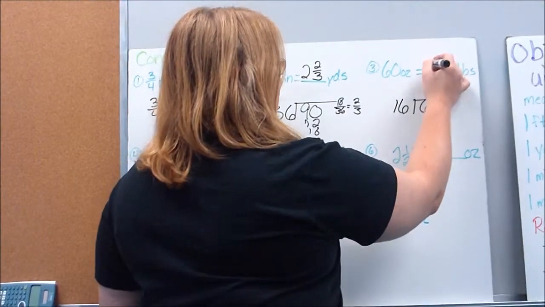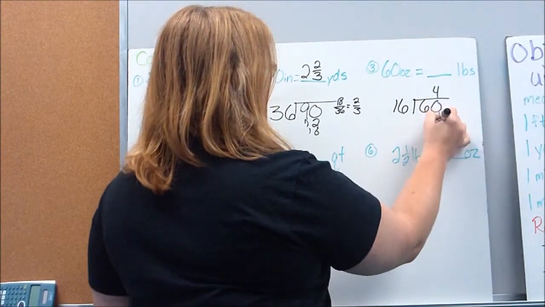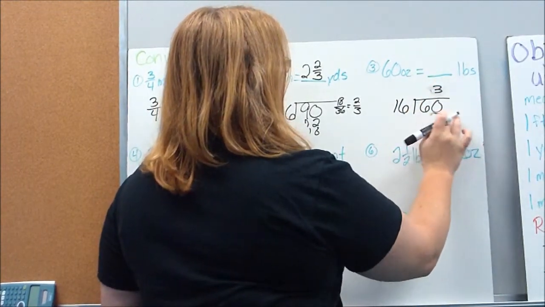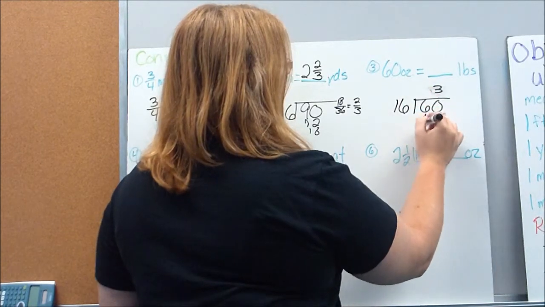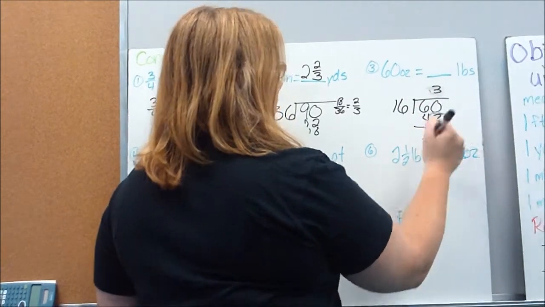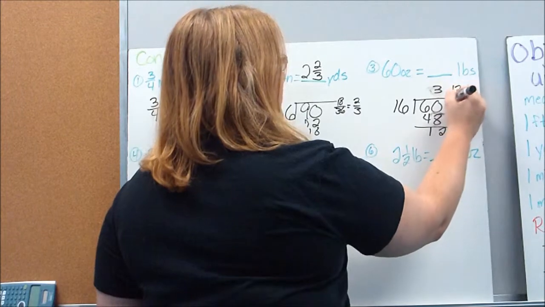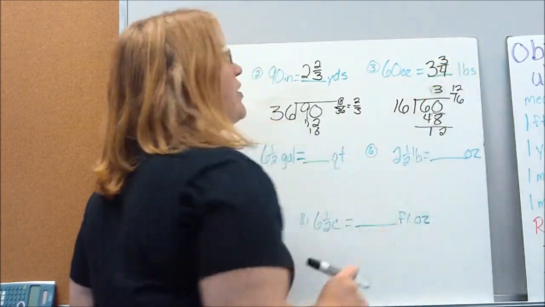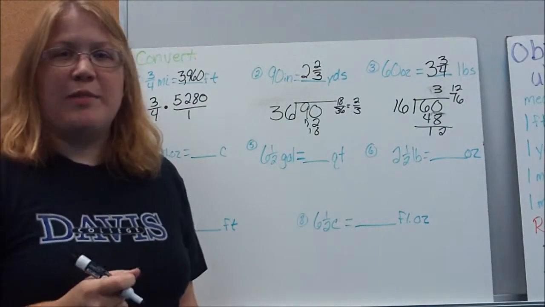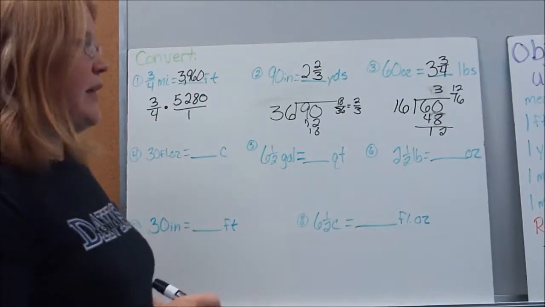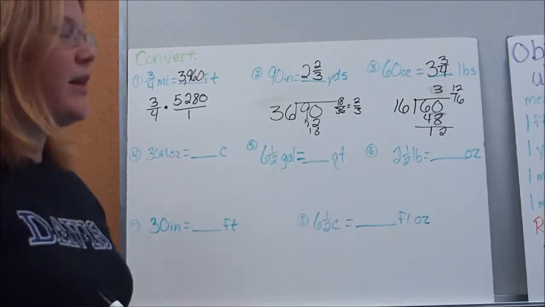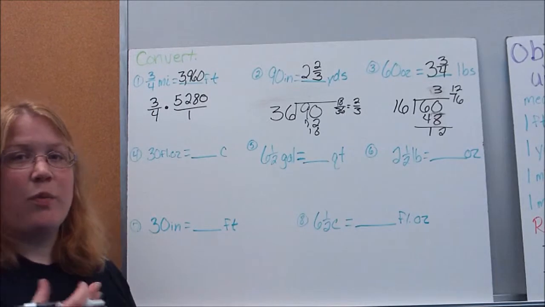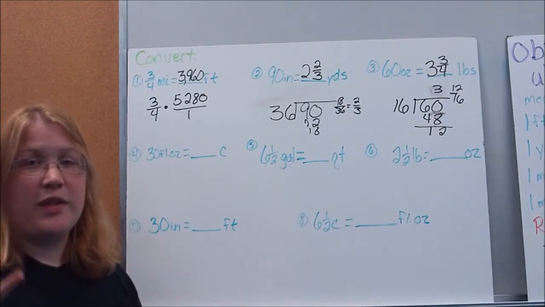So this is going to go into here 4 times, I think? Not quite. 3 times. Three and 12/16, which actually reduces to 3 3/4 of a pound. All right, so I'm just going to leave it in the fraction form, like I said, to make it a little bit easier. Or if you did it as a decimal, it would have been 3.75. Same thing.